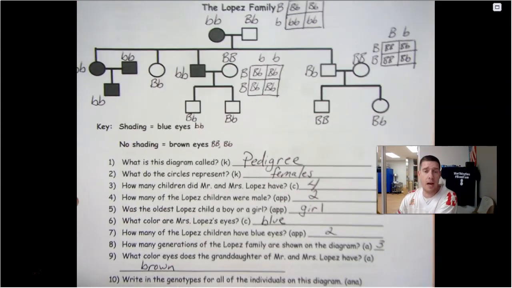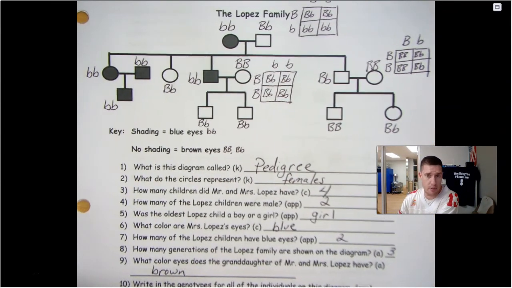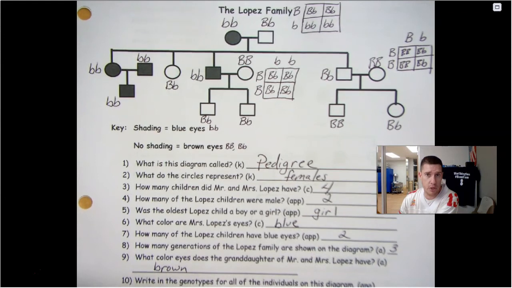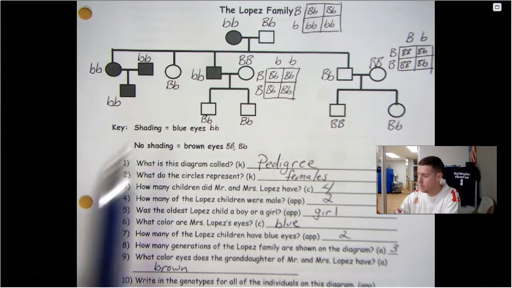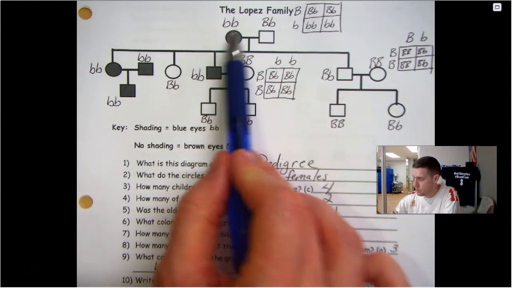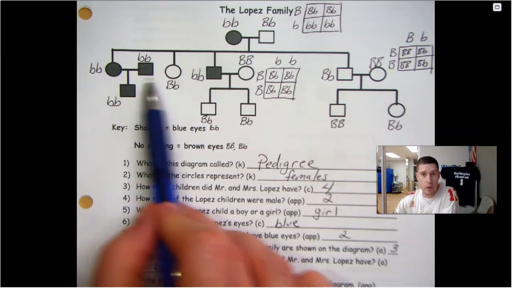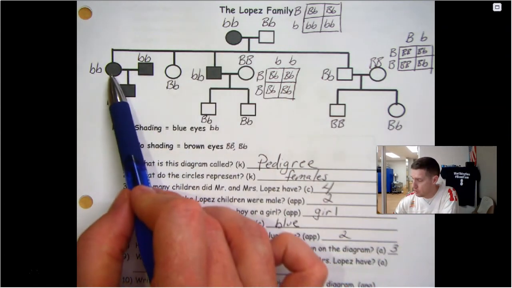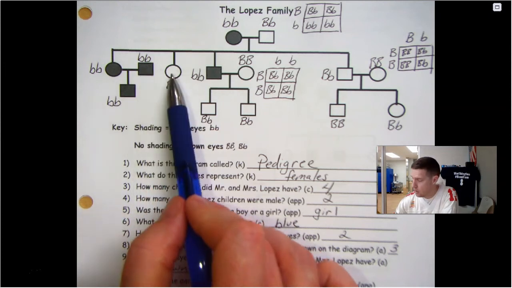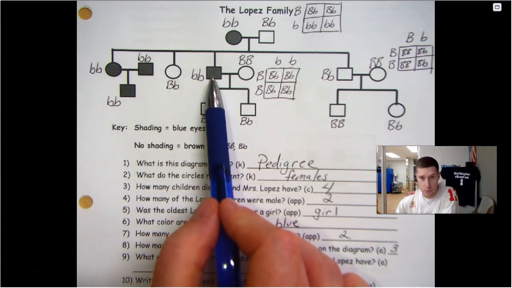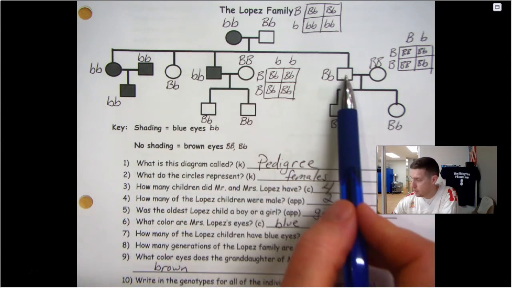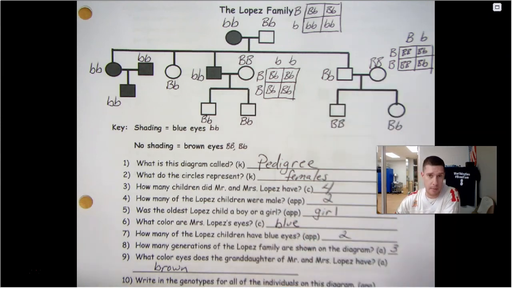Okay, so now we have found all of the genotypes for all of the individuals in the Lopez family. Okay, homozygous recessive, heterozygous. And then we go through the second generation, homozygous recessive, same here, heterozygous, homozygous recessive, homozygous dominant, heterozygous, and homozygous dominant.